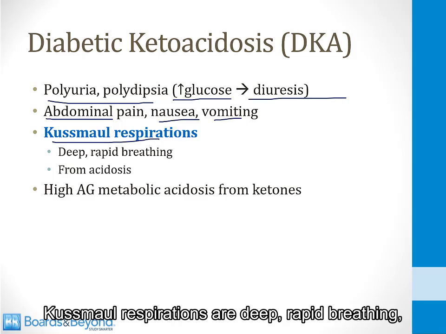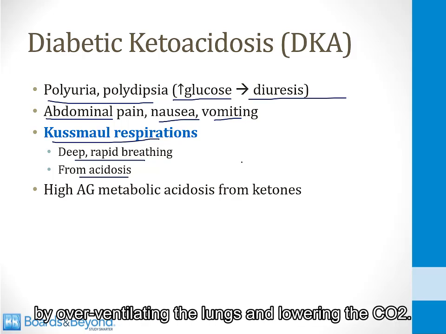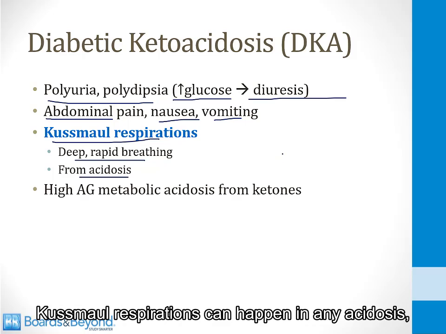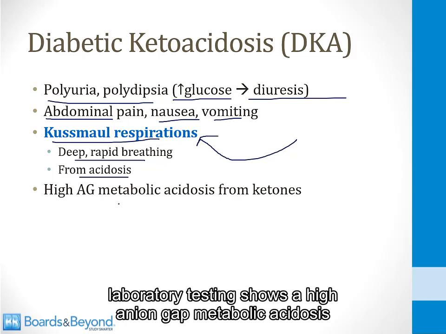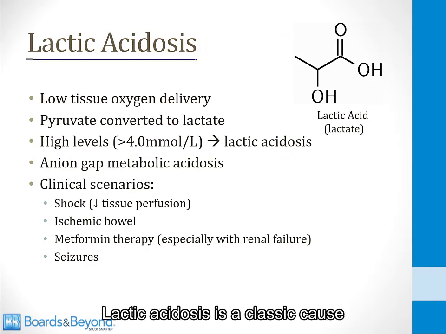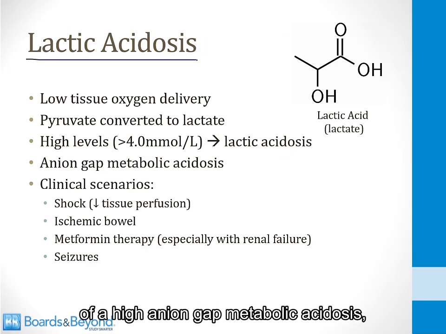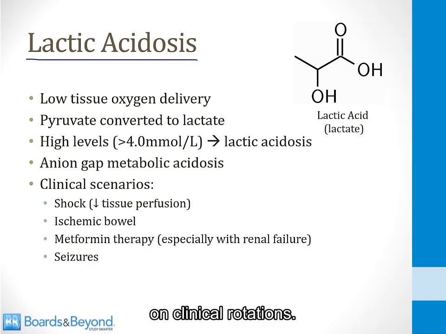Kussmaul respirations are deep, rapid breathing. This is caused from acidosis. The body is trying to compensate by overventilating the lungs and lowering the CO2. Kussmaul respirations can happen in any acidosis, but they're classic in DKA. And then finally, laboratory testing shows a high anion gap metabolic acidosis from ketones. Lactic acidosis is a classic cause of a high anion gap metabolic acidosis, and this is the one that you are most likely to see on clinical rotations.